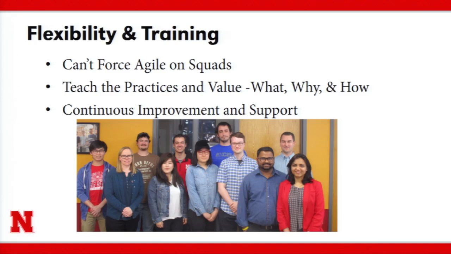Flexibility and training. Back to that. Indeed, we cannot force Agile. We do teach practices and what and why and how, but it is for continuous improvement and support. How many of you had an initiative of a project or a process that you wanted your team to follow? And basically, you wanted them to buy into it and find it to be useful, and then they would actually follow it. I'm sure all of us have done that in our lives. That's what you'll do here.